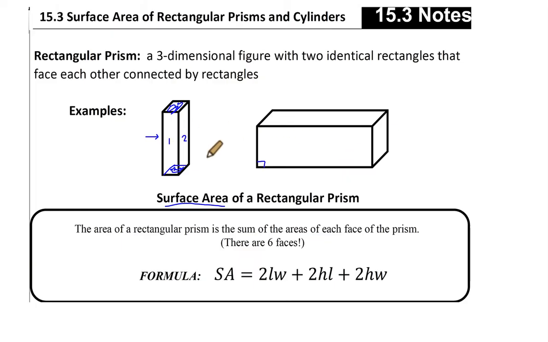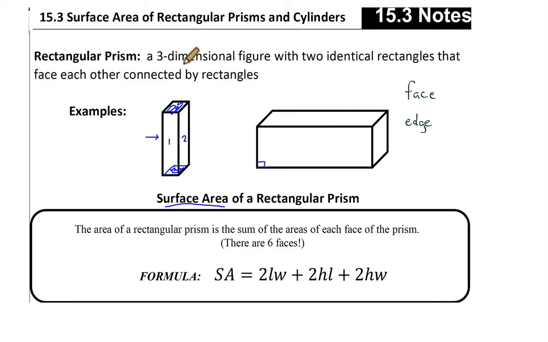Now, we have to learn what some of these words are. The two most important words that we're going to start with are face and edge. And when we talk about a prism, this flat rectangle right here, we could call that a face. But we could also call this one right here. And of course, on this side here, we're going to go through everything. Let's go like this. Okay, these are all different faces of the prism.